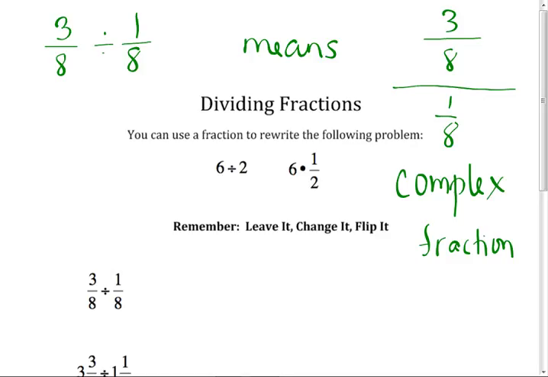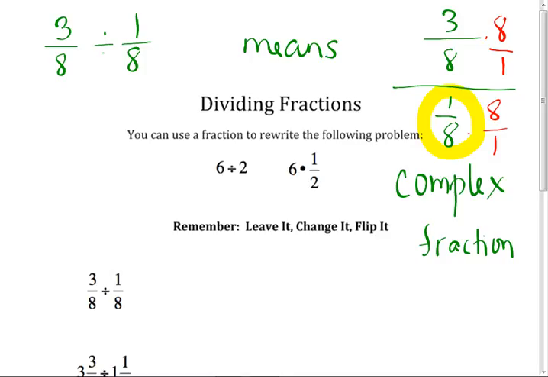Okay, George? I don't like this fraction within a fraction, so I don't want that one there. What can I multiply it by to make that become 1? What's the reciprocal of 1/8? It's 8/1. If I multiply it by its reciprocal, then I'll get 1. So guess what I have to do to the numerator? I have to multiply by 8/1.